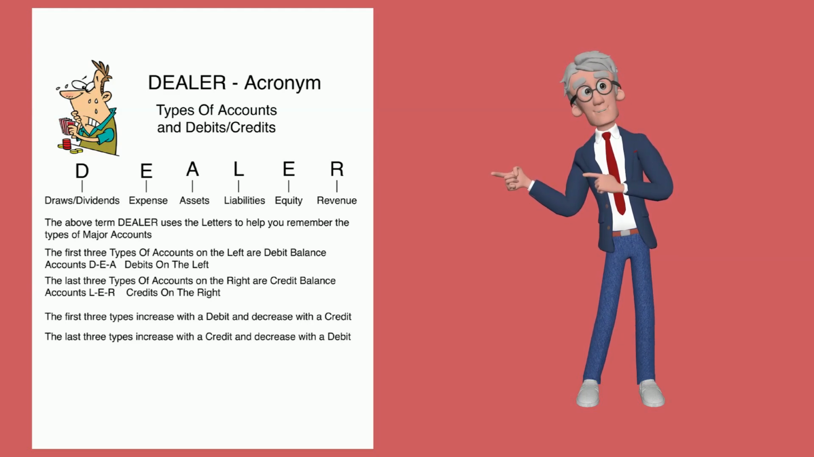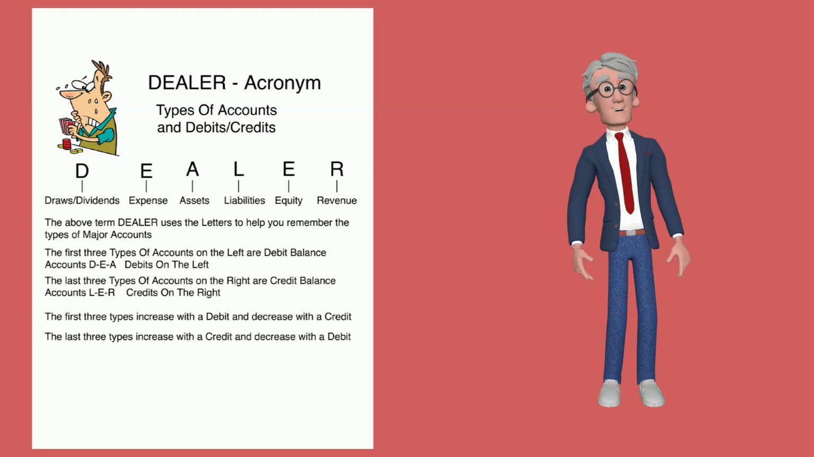A, assets; L, liabilities; E, equity; R, revenue. The term DEALER uses the letters to help you remember the types of major accounts. The first three types of accounts on the left are debit balance accounts, DEA, debits on the left. The last three types of accounts on the right are credit balance accounts, LER, credits on the right. The first three types increase with a debit and decrease with a credit. The last three types increase with a credit and decrease with a debit.